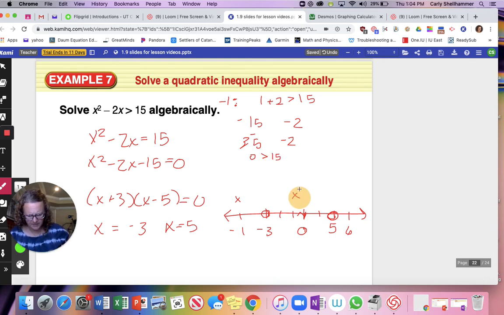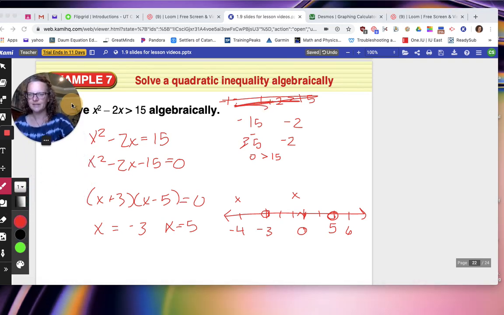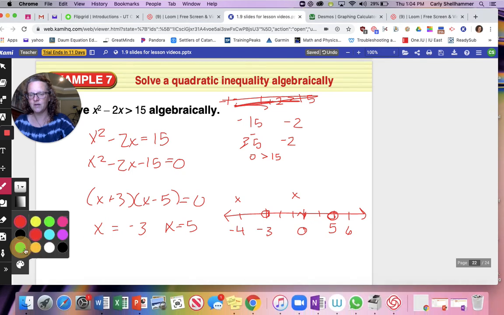So I believe I may have made a mistake. Oh, negative 1 is not over here. That would be a negative 4. Oh my word. Okay, that's awesome. Let's try negative 4 and in a different color. So negative 4 squared. Oh, I thought I picked a different color. It's the second time that happened.